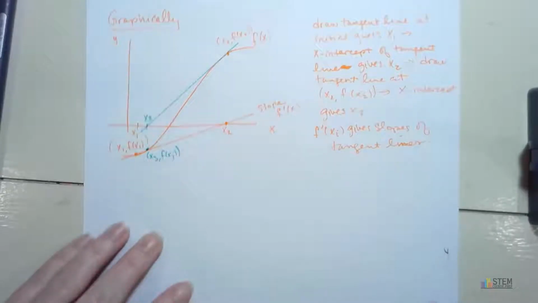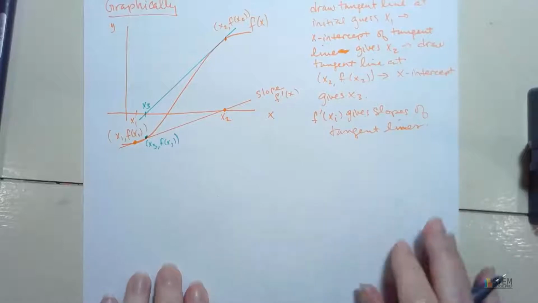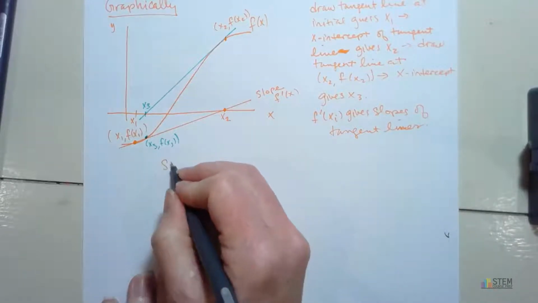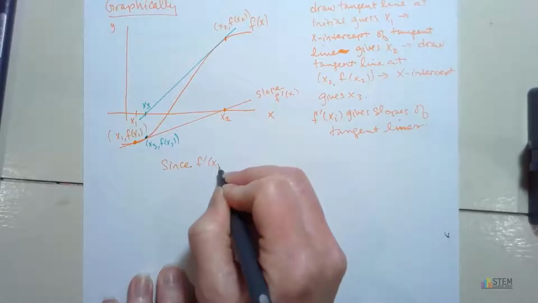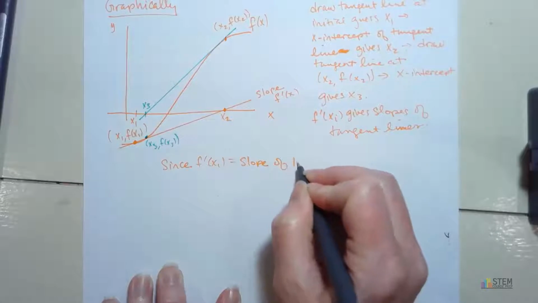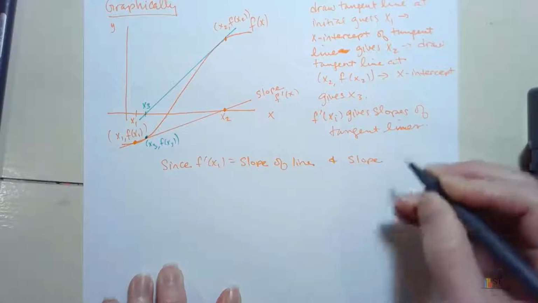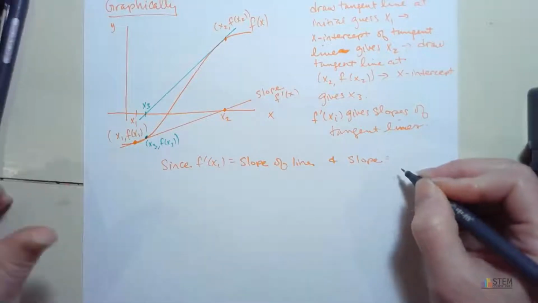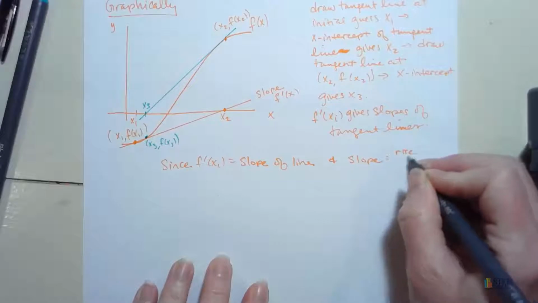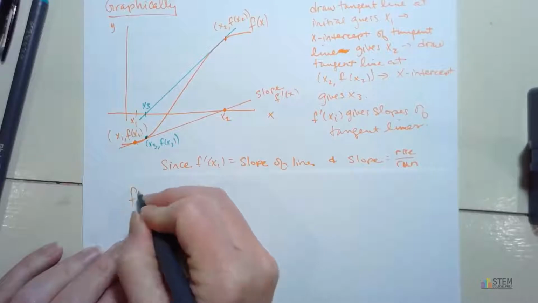All right, so now we've got this. I keep bringing up that we got this slope of the tangent line, and there's a reason for that. Let's look at what that is. Since f prime of x1, for instance, equals the slope of a line, and we know from way back when we first started looking at lines that slope is going to be rise over run, let's write out our equation for f prime now.